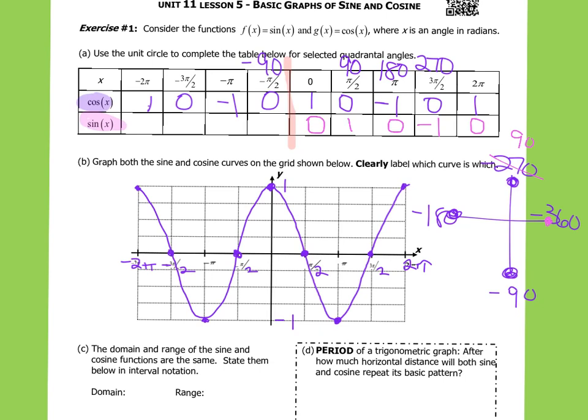So I'm going to graph that. You've got to be careful here. You're going to look here and here. So I'm graphing 0, 0. Then I'm graphing pi over 2, 1. And then graphing pi, 0, 3 pi over 2, negative 1, and then back to 0 with the 2 pi.